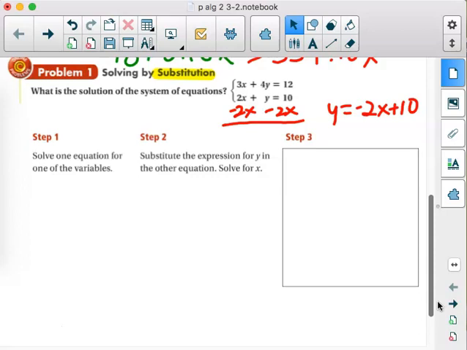I'm going to wait till you're done writing all that down. Substitute the expression for y in the other equation, solve for x.